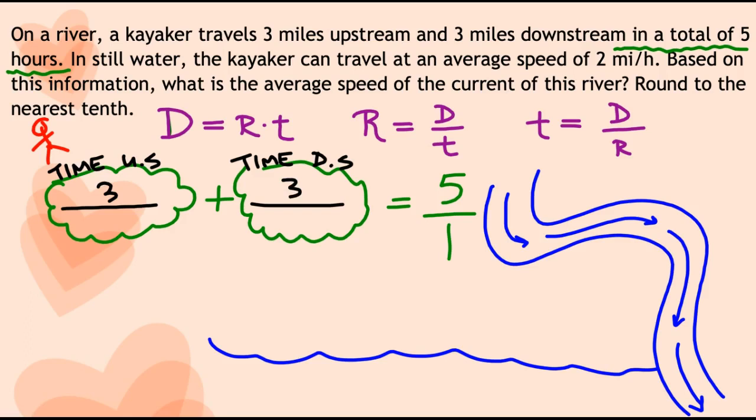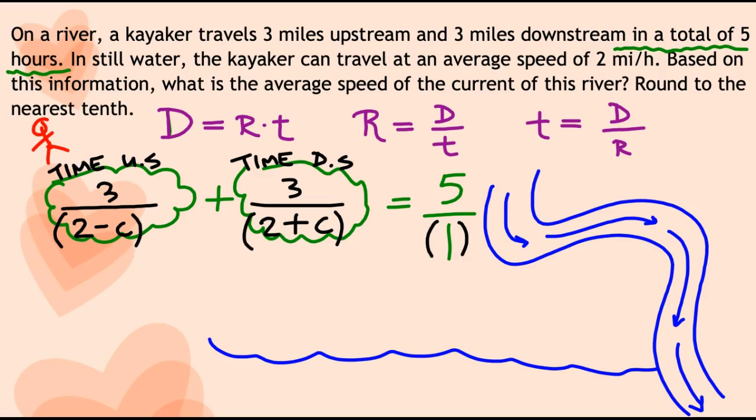So if I'm going up the stream, I'm going to be going slower by the current speed. And if I'm going down the stream, I'm going to be 2 plus the stream. Okay, now we have a rational equation to solve. So what is going to be my common denominator? 2 plus c, 2 minus c, and 1.